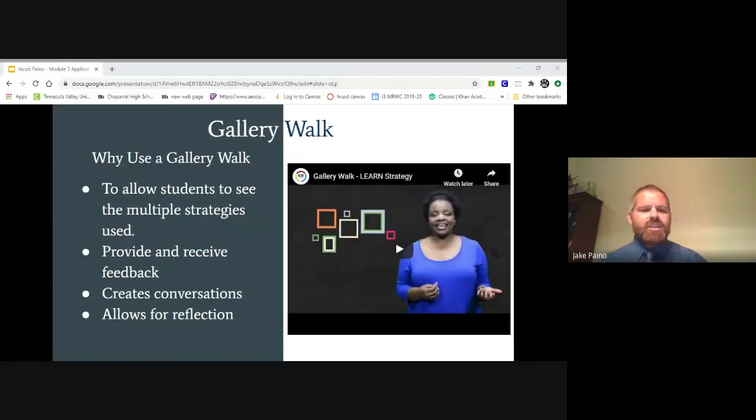The next strategy is a gallery walk. I love this one too. It gets kids up out of their seat and it allows them to see other people's work. It allows them to critique their thinking, and to provide feedback and also to receive feedback. And it creates conversations because while you're looking at other people's work, you're discussing what they're doing. And then it allows for reflection because you come back and you finally end at your own and you see all the feedback that you received and you get to reflect upon your own work.